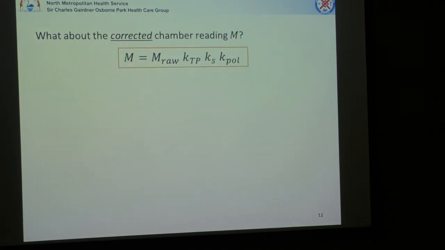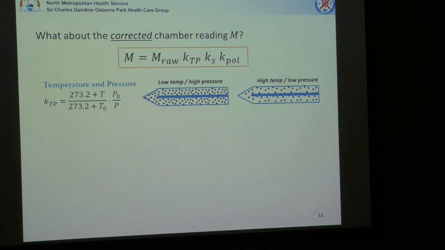So this corrected reading, what I was talking about, it's actually influenced by so-called influence quantities. So for example, if I measure a dose today and then I measure sort of a similar dose tomorrow, but the temperature's different, you'll get a different reading. So we want to correct for this kind of influence. Temperature and pressure is fairly straightforward. You remember from your ideal gas law, basically, if you've got a low temperature or a high pressure, you have more particles, so your signal will go up. And the inverse is also true.